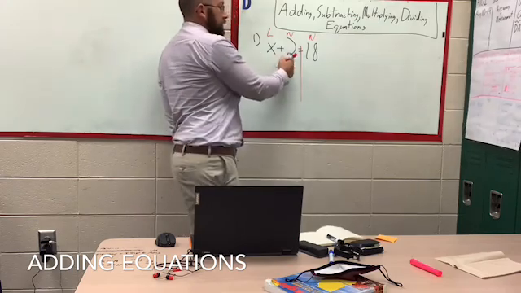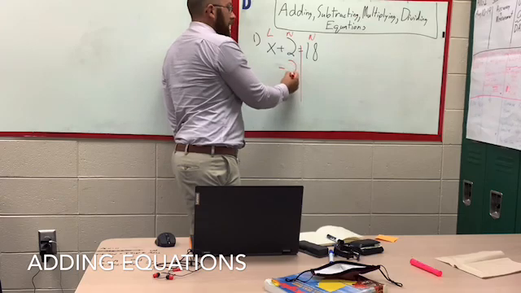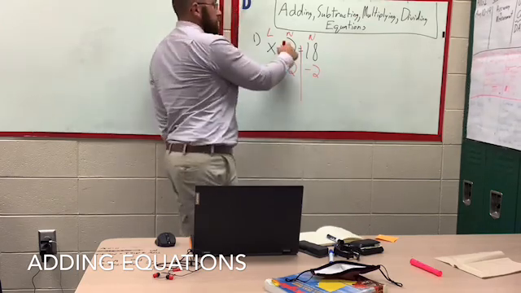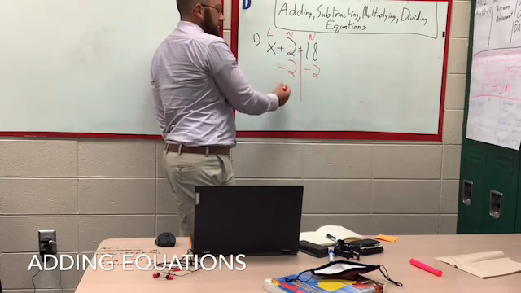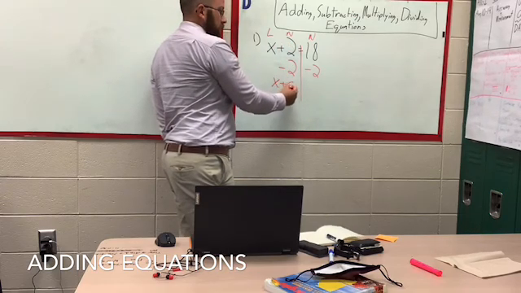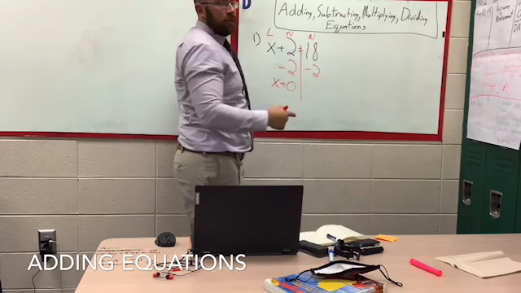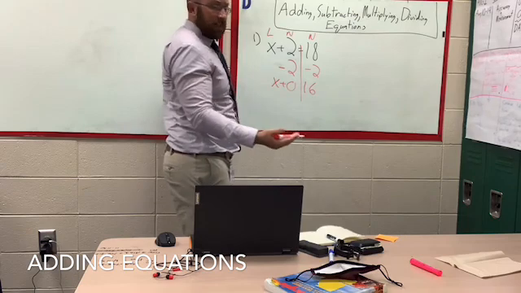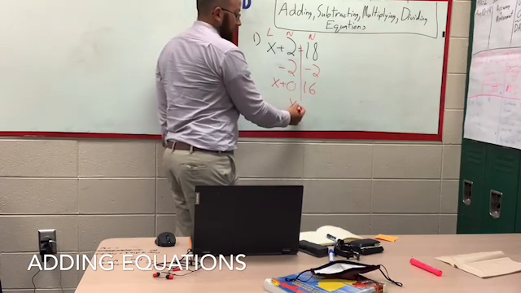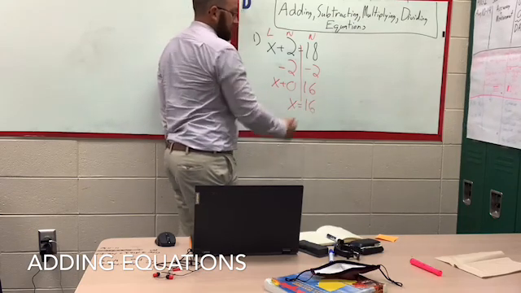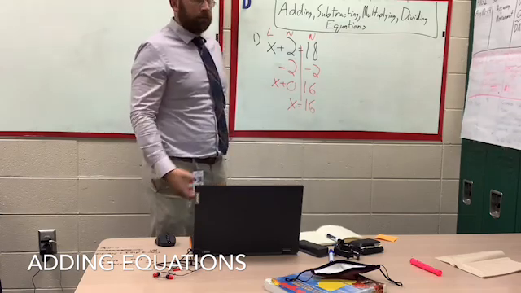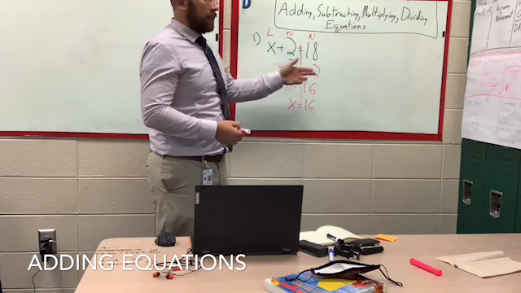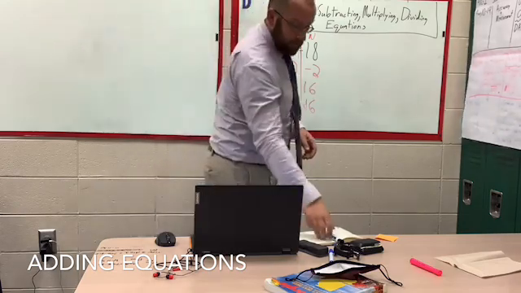So what's the difference in adding 2? Subtracting 2. So I subtract 2 from both sides. So 2 minus 2 is 0. 18 minus 2 is 16. And then I can just get rid of the 0 because it doesn't really matter. I have x equals 16. And that is our answer. But you have to make sure whatever you do to one side, you do to the other side.